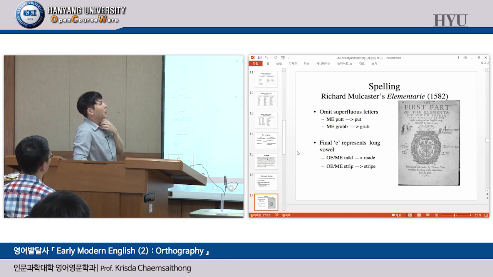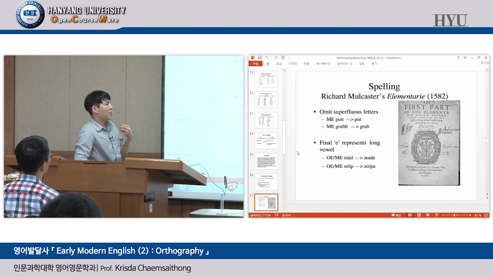For example, this is one rule: omit superfluous letters. Omit redundant letters, in other words. So put TT, now just 1 T, grab BB, just 1 B, like that. And then final E, remember final E is the schwa sound. Full vowels go to schwa sound, spelled with an E, remember in Middle English. Now final E represents a long vowel.